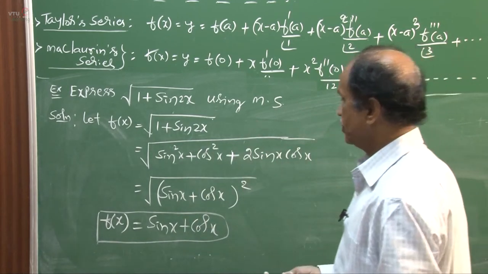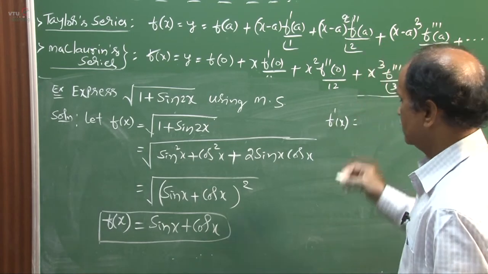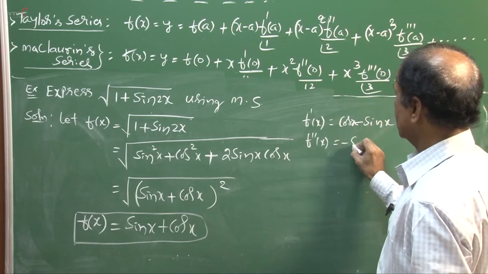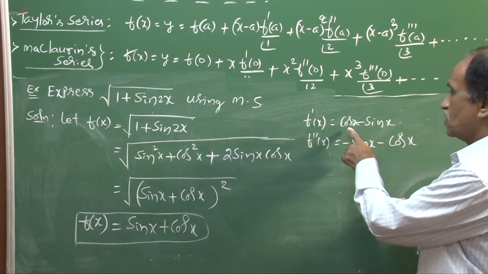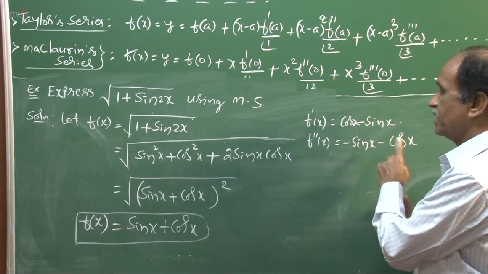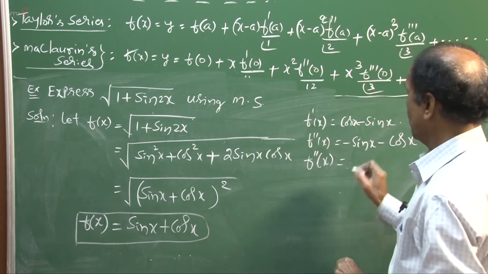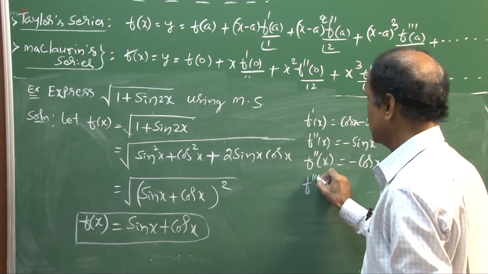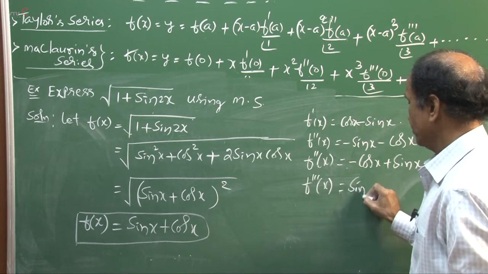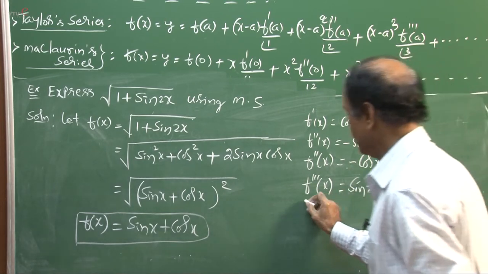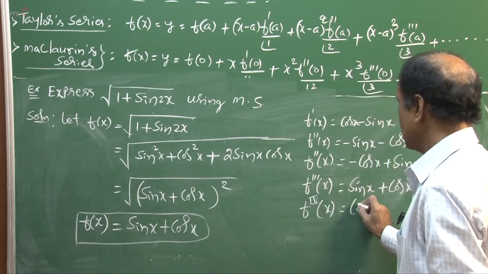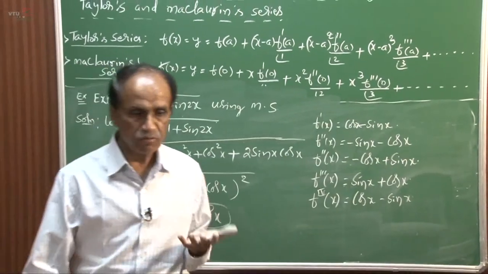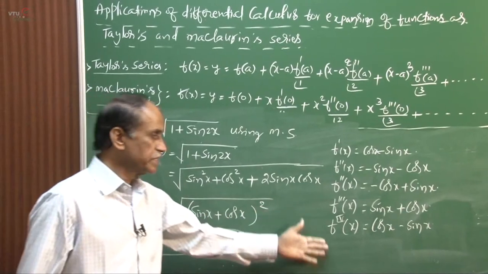Now, you go on writing the differential coefficients. Let f dash of x be equal to cos x minus sin x. F double dash of x is equal to minus sin x minus cos x, because cos is minus sin, sin is plus cos, but this minus will be carried as it is. F double dash is equal to minus cos x plus sin x. F triple dash of x is equal to sin x plus cos x. And one more, the fourth order derivative is equal to cos x minus sin x. Up to the fourth order derivative. If you want more practice in finding differential coefficients, you can also continue for higher order derivatives.